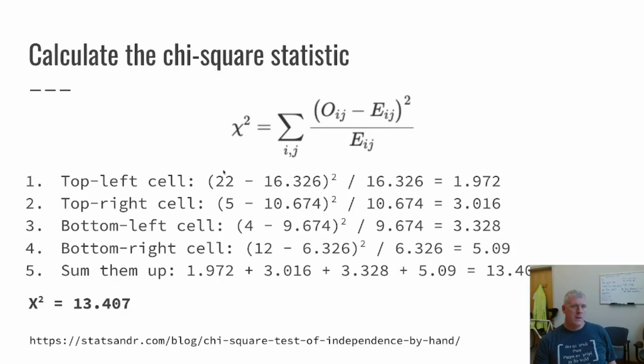Right, so our observed in the top left cell was 22. Our expected was 16.3. Get the difference, you square it, and then you divide that by the expected value of that same cell. You end up with 1.972. You do that for each of the other 3 cells in our contingency table. So we get these values on the right-hand side where I'm circling with my cursor. And then you add them up. You just sum them up. Like that, we end up with 13.407. That's what we get for our chi-square statistic.